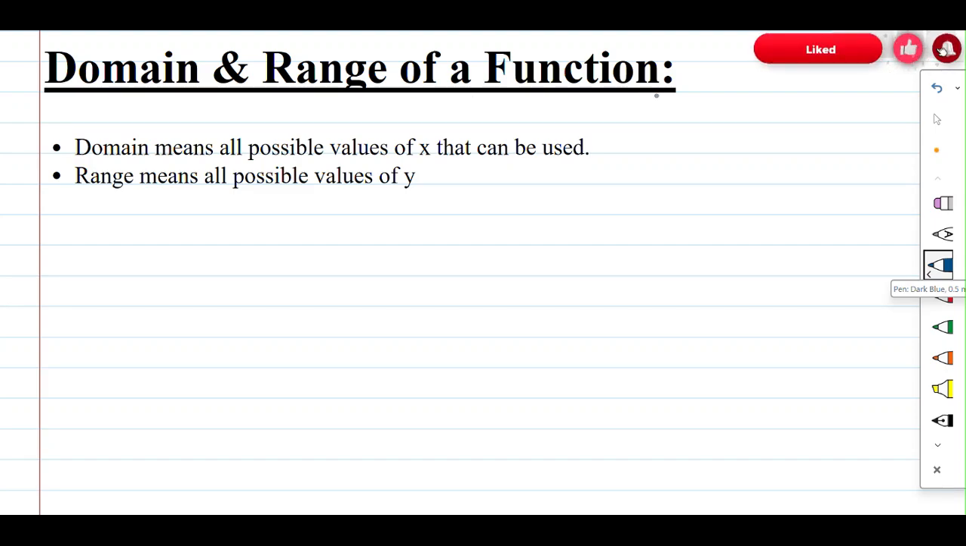Domain and range of a function. Domain means all possible values of x that can be used, and range means all possible values of y. Okay, so let us do some examples related to the domain and range of the function.